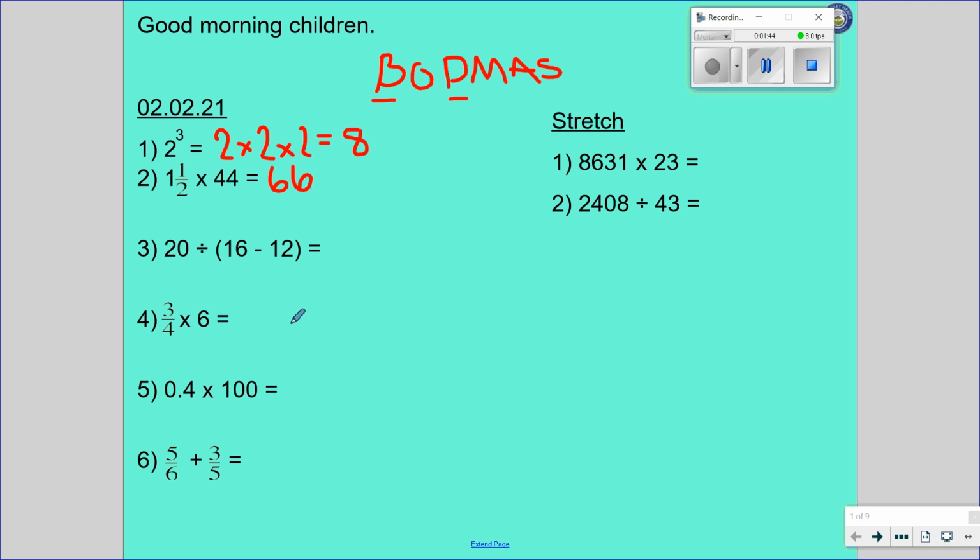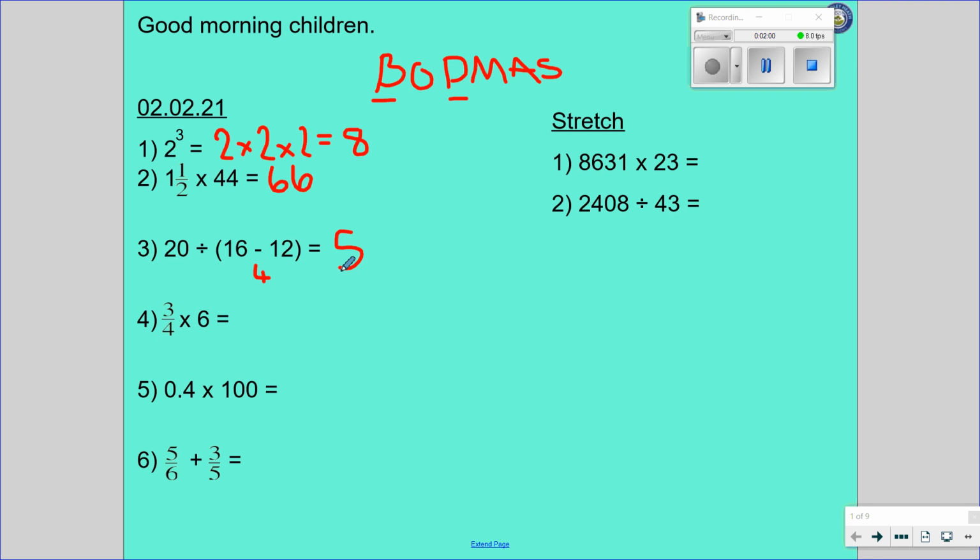So in this question, I'm going to solve the brackets part first. So I'm going to do 16 take away 12, which gives me the answer 4. Then what I'm left with is 20 divided by 4. 20 divided by 4 is 5, so that's my answer.